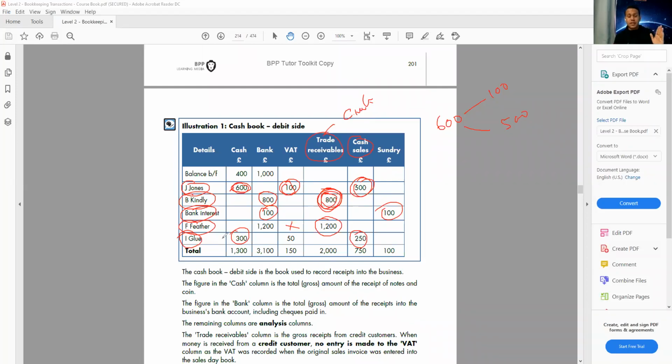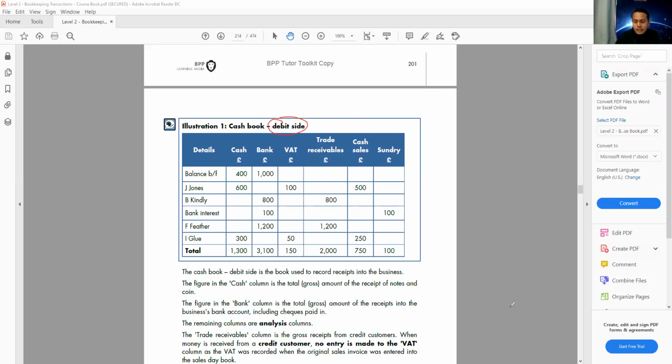So I want to keep my VAT separate and my sales separate. So out of £300, £50 is for the VAT, £250 for the cash sale. So you can see that's how we need to split. That's how we need to split our cash and credit transactions based on what type of customer paid us. So this is a cash book, debit side. This is just an example.